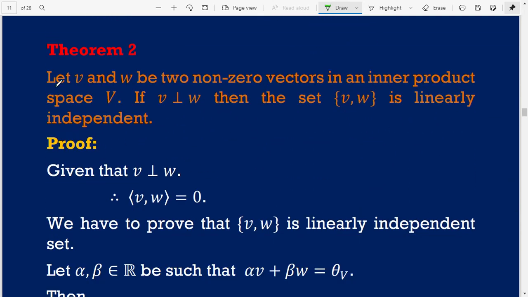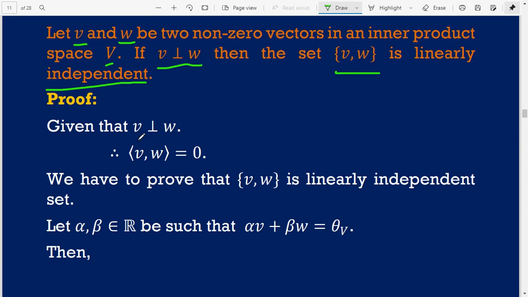Now the second theorem. Let v and w be two non-zero vectors in an inner product space V. If both are orthogonal, v orthogonal to w, then we have to show that the set {v, w} is linearly independent.